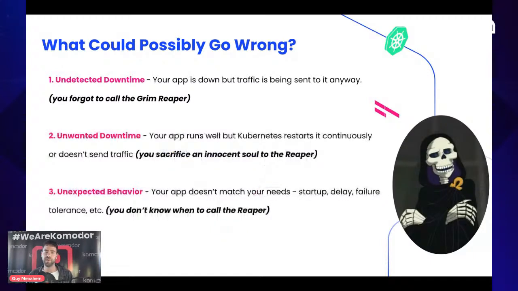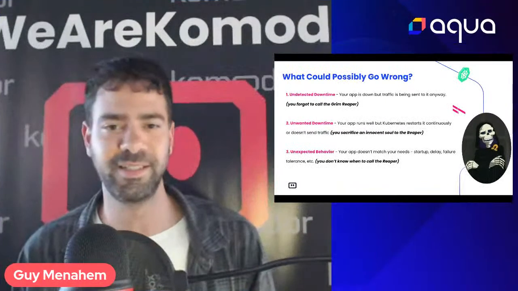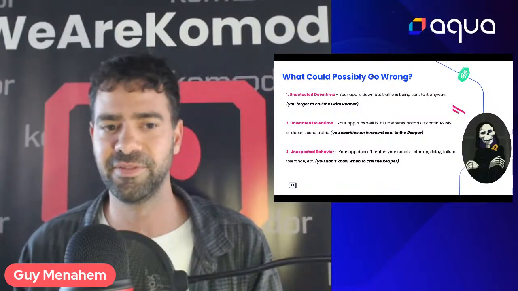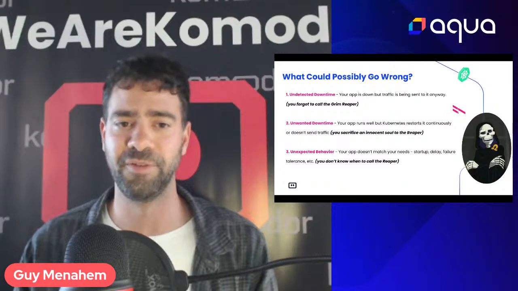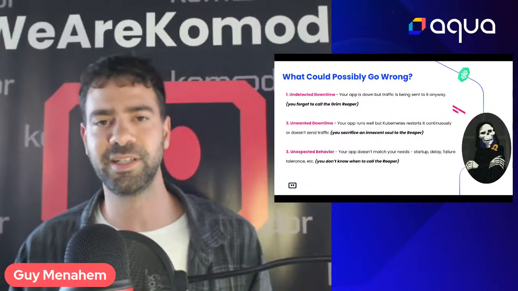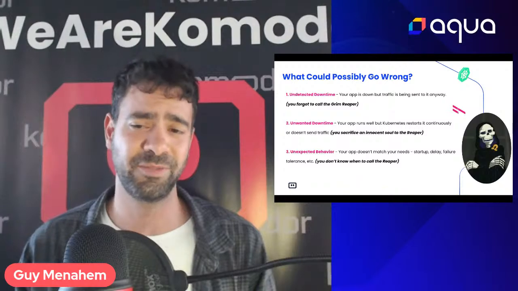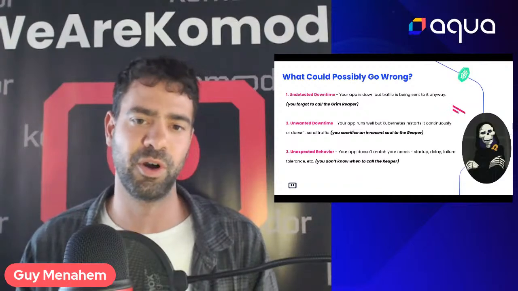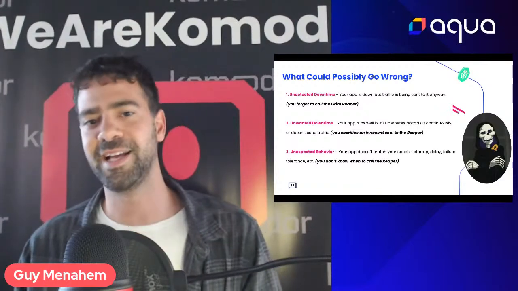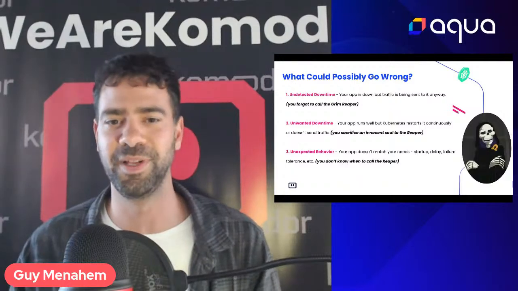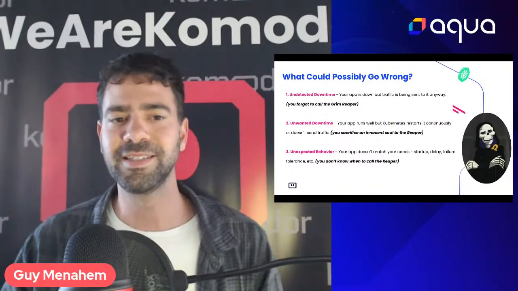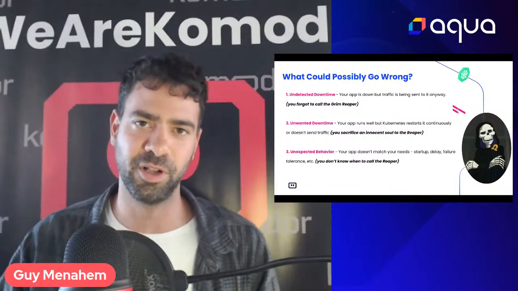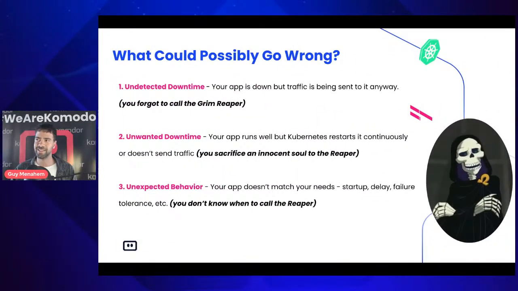The next thing is more about unwanted downtime, which means that your application runs well, but for some reason Kubernetes restarts it continuously, thinks it's not alive, or for some reason doesn't send traffic through it. Why is that so important? Because unwanted downtime means that your application is fine, but Kubernetes doesn't think it's fine and is going to act on its own automation to help you fix that. And actually, it's going to crash your application and your users. At the time when your application runs well, you want to make sure that all the probes are going well. Otherwise, your pod is actually fine, but you sacrifice it to the Reaper.